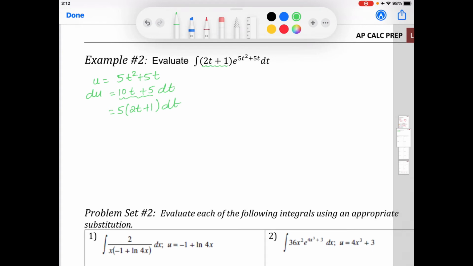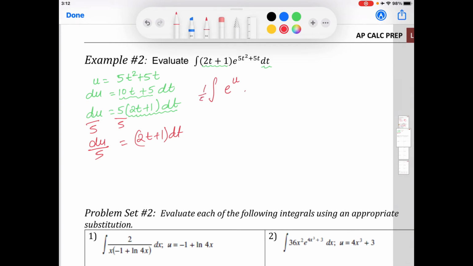So now if I go back to thinking, what do I have and what do I need to replace? I see that I have (2t plus 1) dt, which is there, right? So what I'm going to do is divide by 5 because that's what I need. So du over 5 is equal to (2t plus 1) dt. So in the question, I'm going to replace that with du over 5, and it'll be e to the u, right, times du over 5.